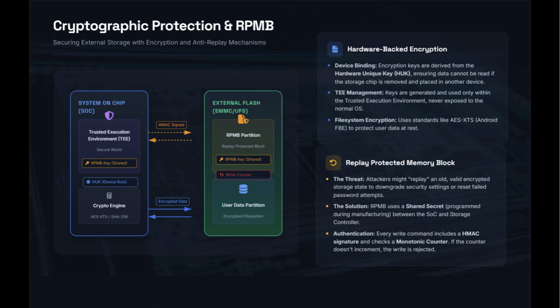Whenever data is written or read from the RPMB partition, cryptographic checks ensure the request is authentic and has not been tampered with. Additionally, hardware crypto engines within the system on chip perform encryption and hashing operations using algorithms such as AES-XTS and SHA-256. These protections ensure that sensitive storage operations remain secure, authenticated, and resistant to tampering.